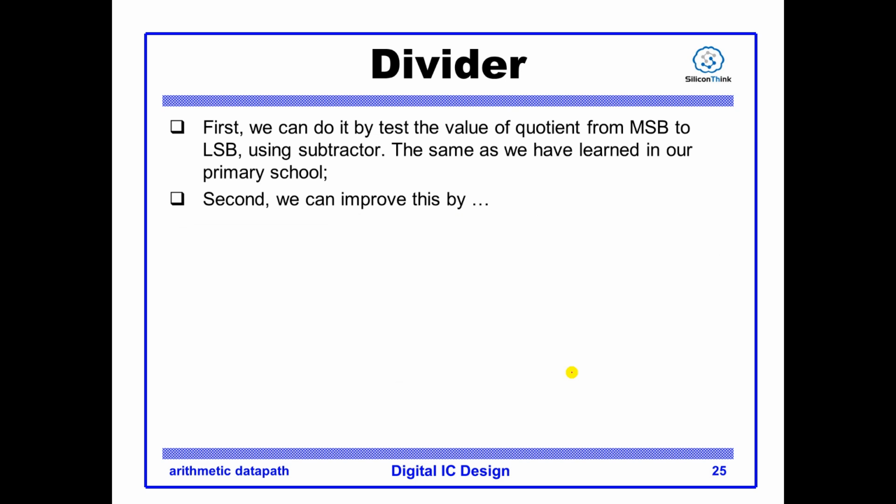Okay, that's all for multiplier. The next is divider. How to do divider? You can recall what the mathematics teacher told you. You can test the value of the quotient from MSB to LSB using subtractor. Yes, you can test.